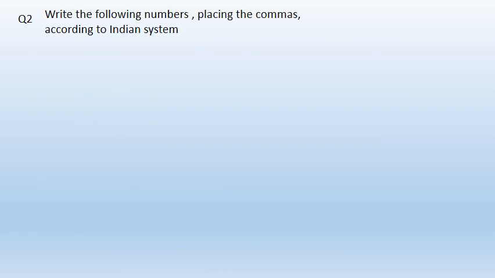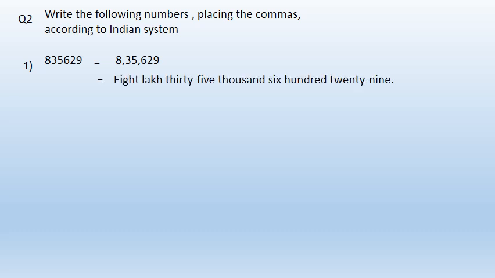Okay, the next question is: write the following numbers placing the commas according to the Indian system. The first one is given. What have we done? We have placed the comma according to the Indian system. We have taken the first 3-digit number, then comma, then a 2-digit number, and then the last number, and we have written it as 8,35,629. Come on students, let's solve the next one.